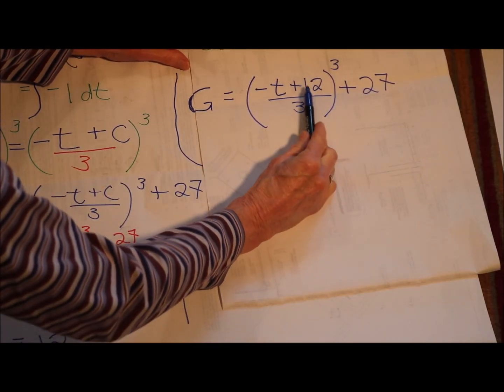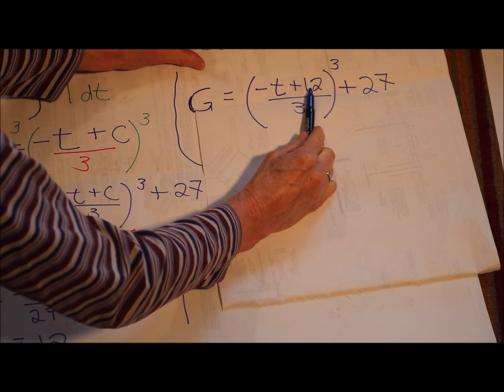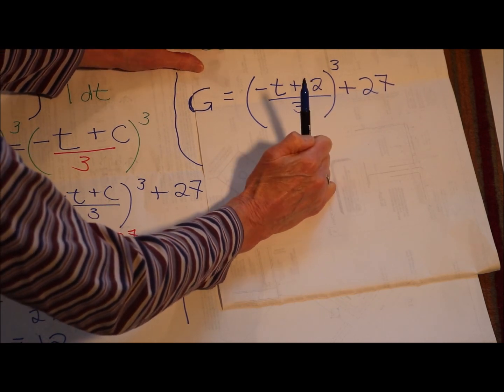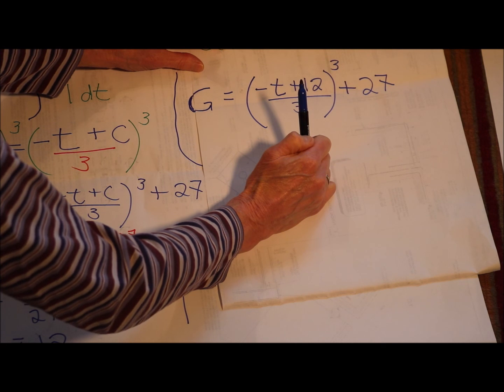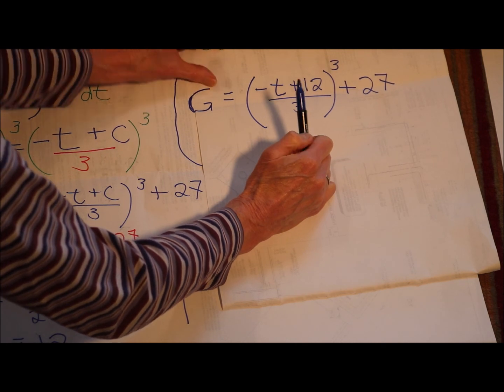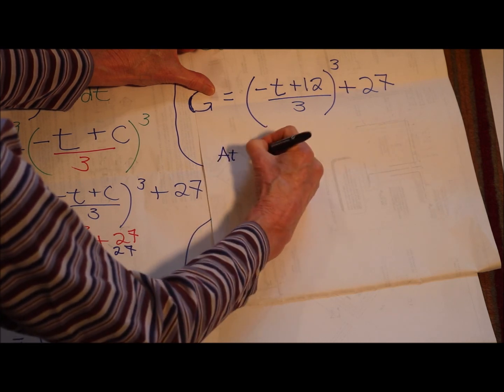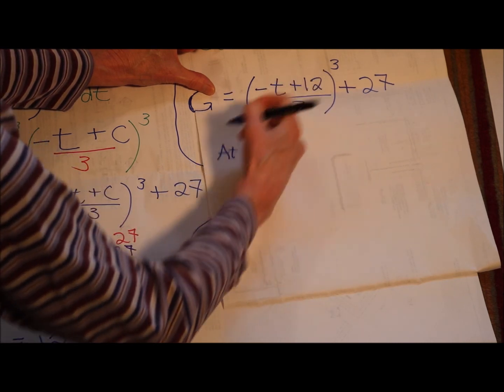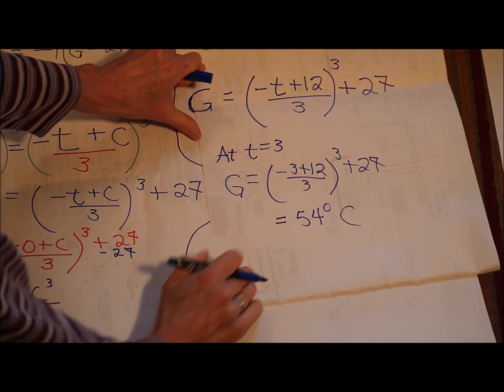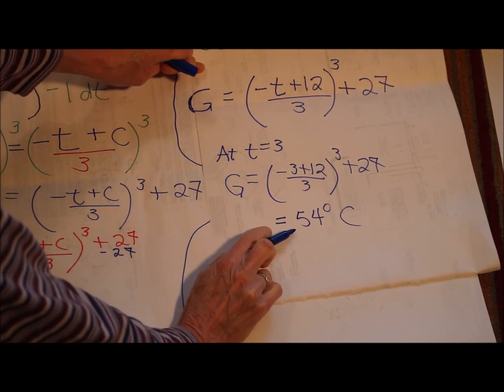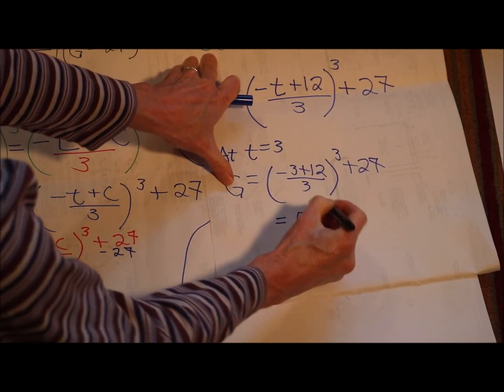So I just put 12 in for my c, and now I'm looking for the internal temperature of the potato at time 3. So I'm just going to put a 3 in for there. Just plug in a 3. And when you plug in the 3, you should get 54 degrees Celsius.